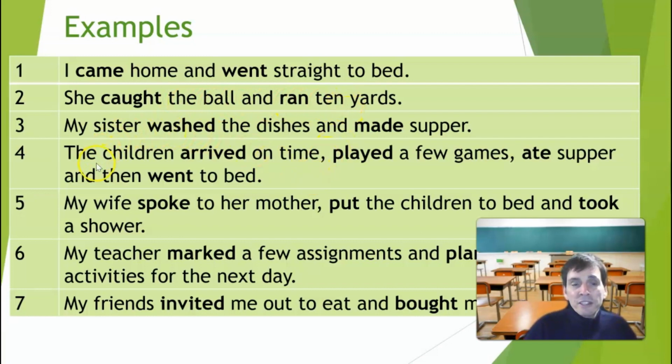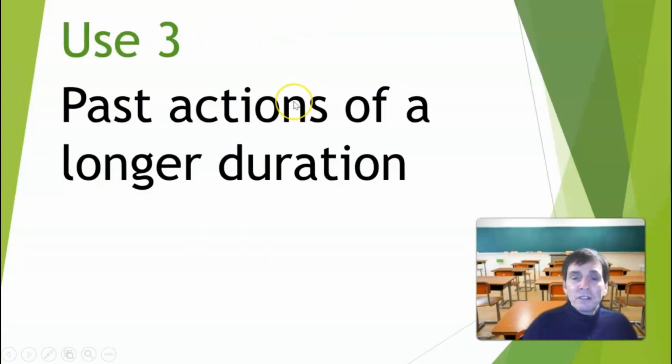But if we look at this example, number 4, we can see that sentence number 4 actually has 4 verbs. So we have arrived on time, played a few games, ate supper, and then went to bed. So we can see in that case we've got many different verbs in that one sentence. Now, in these examples, we had 2 or more actions.